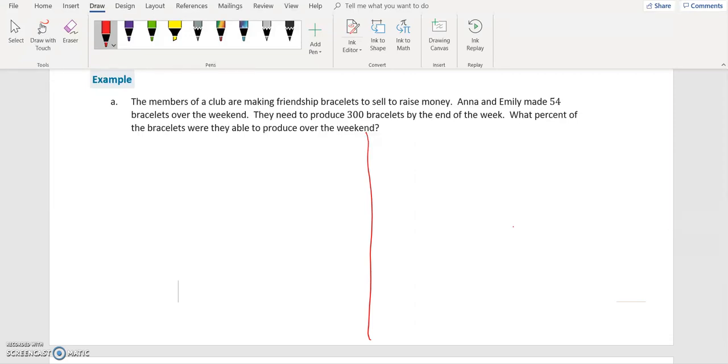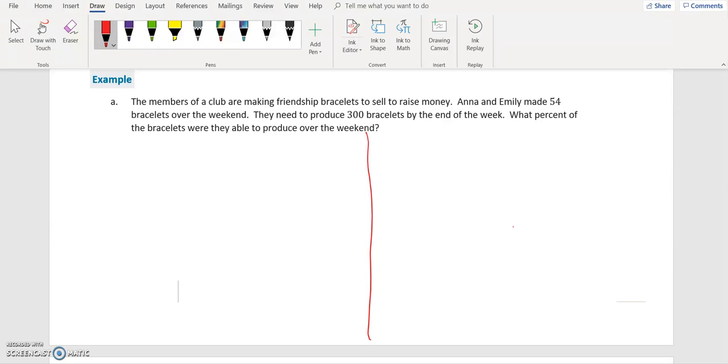So the members of a club are making friendship bracelets to raise money. Anna and Emily made 54% of the bracelets over the weekend. They need to produce 300 bracelets by the end of the weekend. What percent of the bracelets were they able to produce over the weekend?